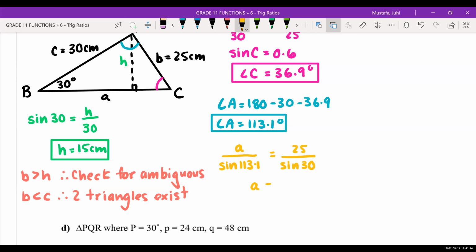And again, we're just going to use cross multiplication. So we're going to go sine 113.1 times 25 divided by sine 30. Do we need to use sine inverse or anything like that in this question? No, you're just trying to find the side length. It's 45.99. So it's going to give me 46, not degrees, centimeters.